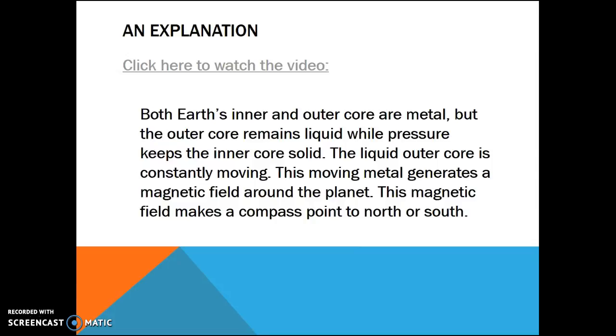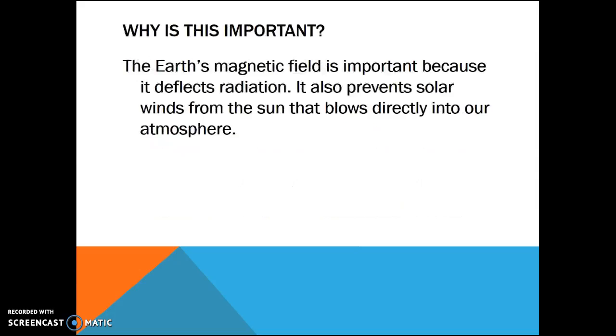Both of Earth's inner and outer core are metal, but the outer core remains liquid, while pressure keeps the inner core solid. The liquid outer core is constantly moving, and this moving metal generates that magnetic field. So this is all theory. That magnetic field is important to us because it keeps our planet in orbit. It keeps us from crashing into other planets. And it also keeps too much heat from entering into our atmosphere.